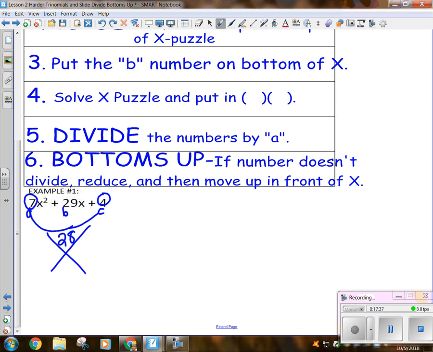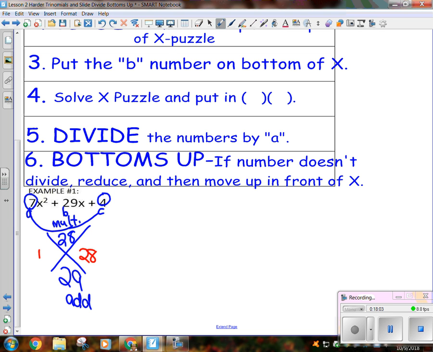29 goes on the bottom of an X puzzle. So basically I'm going to add to get 29, and I'm going to multiply two numbers to give me 28. Now, what it did is it took away this extra factor of 7 in the front. So now I'm asking you, what numbers multiply to give 28 that add to be 29? 1 times 28, right? 1 times 28.